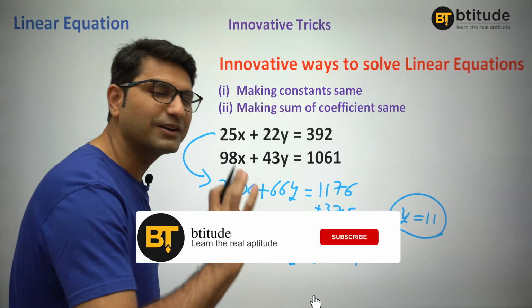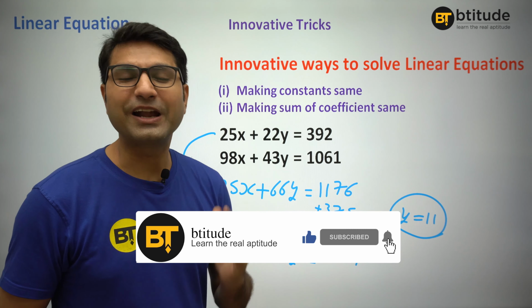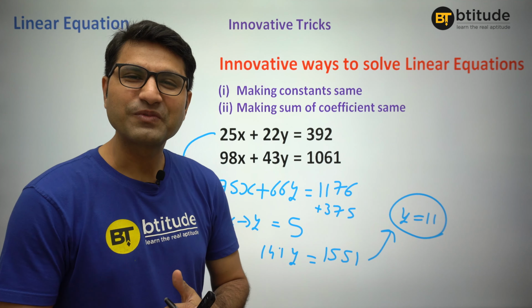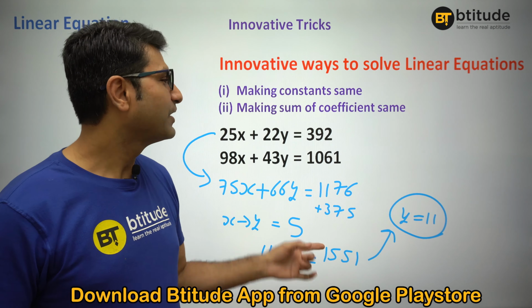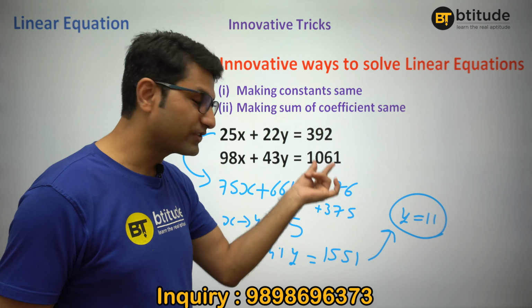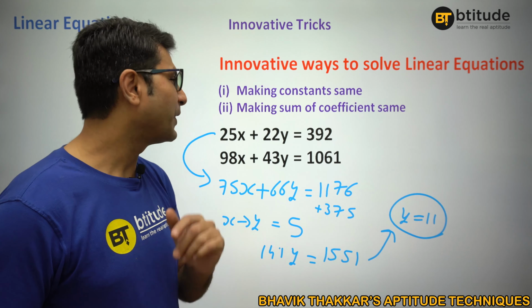So whatever method you are comfortable with, but this is how you can do it and do away with the traditional method. Fair enough. So I hope you are enjoying this. Fine. We have got 2 new methods now. Either you can make the coefficient same, constant same, or the sum of coefficients same. Fair enough. All right then.